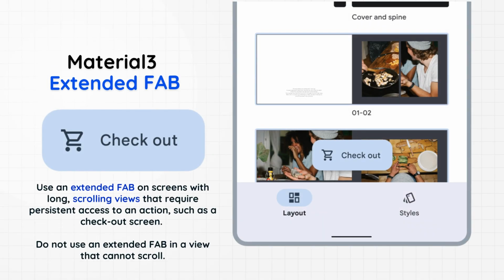In Material 3, an extended FAB is perfect for screens with long, scrolling views where users need persistent access to an action. For example, an extended FAB is great for a checkout screen, allowing users to easily reach the action button, even as they scroll through content. However, avoid using an extended FAB in static views that don't scroll, as it takes up more space and can clutter the layout. This FAB style ensures the most important actions stay visible and easily accessible.